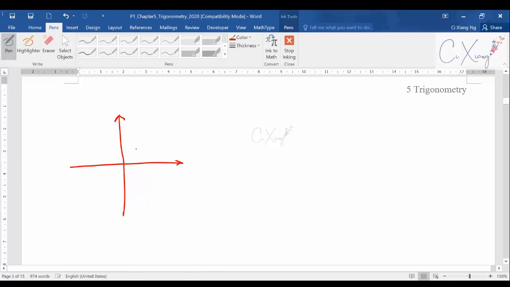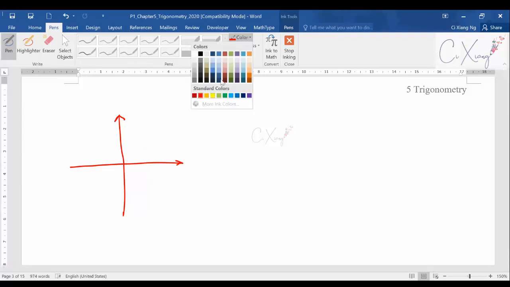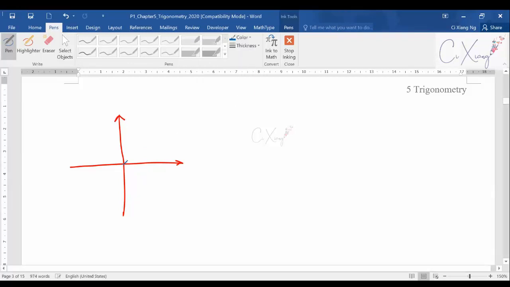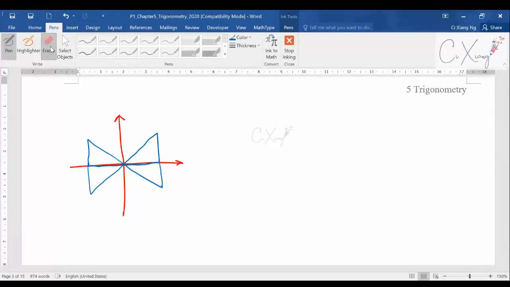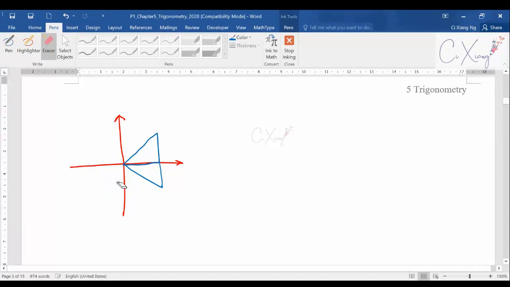Alright, so generally, if you want to refer to the triangle, this is the triangle for the first quadrant. This is the triangle for the fourth quadrant. Then this is a triangle for the second quadrant, and this is a triangle for the third quadrant. So all these are the triangles. You are referring to all these triangles to get the value. But I don't want to draw it out here so that it won't look so confusing.